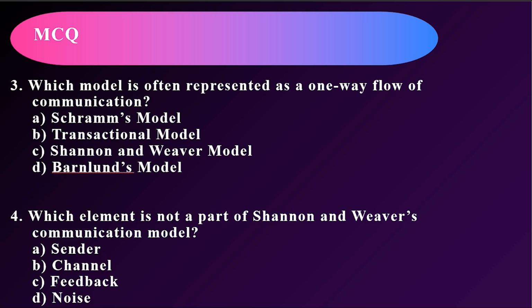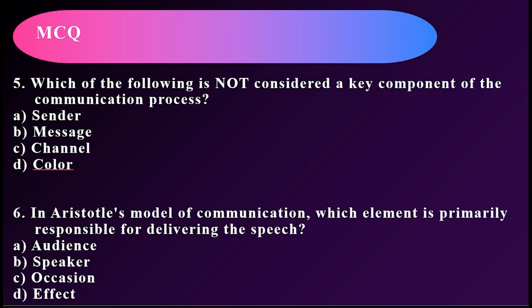Question 4. Which element is not a part of Shannon and Weaver's communication model? Option A, sender. Option B, channel. Option C, feedback. Option D, noise. Answer is option C, feedback. Question 5. Which of the following is not considered a key component of the communication process? Option A, sender. Option B, message. Option C, channel. Option D, color. Answer is option D, color.